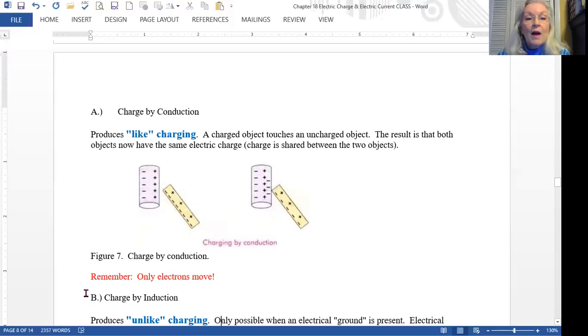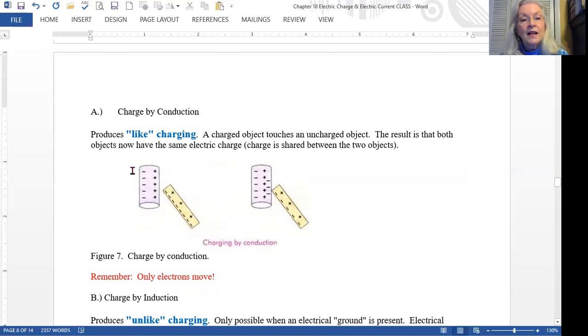All right, so charge by conduction requires that you have an object you want to charge and you have a charged object. Charge by conduction means the two have to physically touch each other. So in this drawing in figure 7, we have a negatively charged rod. That's what this is. And we have a neutral, it looks like a can, so it could be a cylinder.